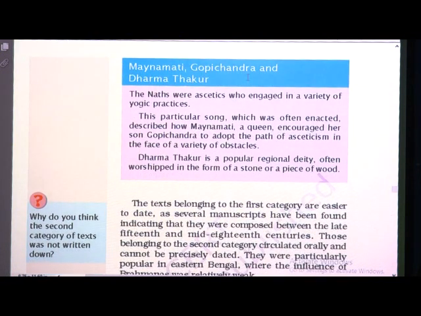Now Menamati and Gopi Chandra and Dharma Thakur. The Naths were ascetics who engaged in a variety of yogic practices. The particular song which was often enacted described how Menamati, a queen, encouraged her son Gopi Chandra to adopt the path of asceticism in the face of a variety of obstacles. Asceticism is self-discipline, heroism, to face the obstacles. Dharma Thakur is a popular regional deity often worshipped in the form of a stone or a piece of wood.